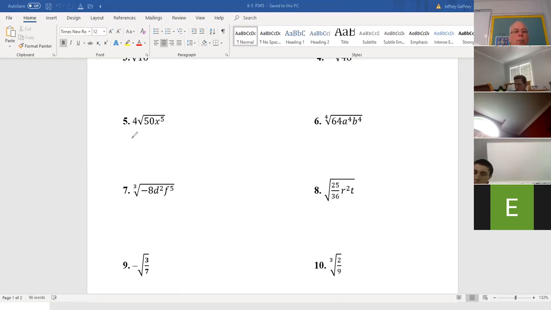Okay, number 5. All right, so the 4 is outside the radical. I got 50, right? All right, 50 we know is 2 times 25. We love 25 because it can come out from under the radical as 5. So 5 times 4 now becomes 20, right? I got x to the 5th.